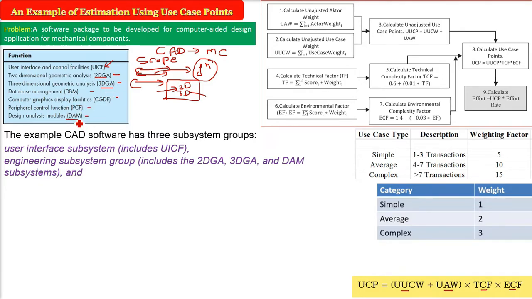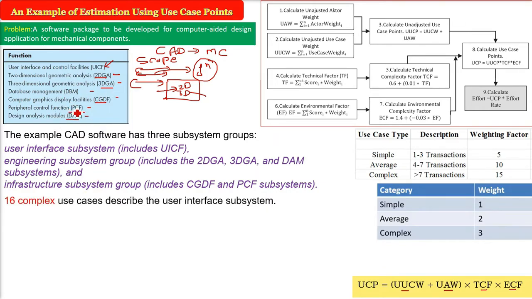Don't go into the detail, okay? I'm just giving you numbers right now. I'm just explaining how to get these numbers. And in the infrastructure subsystem group, you have CGDF and PCF, that is the computer graphic display facility, and the peripheral control function. Now the numbers for all of these I'm giving you, okay? So the computation starts from here. Just assume that we know the software and we know the values, so we have defined the use cases now. So 16 complex use cases describe the user interface subsystem, the first one.